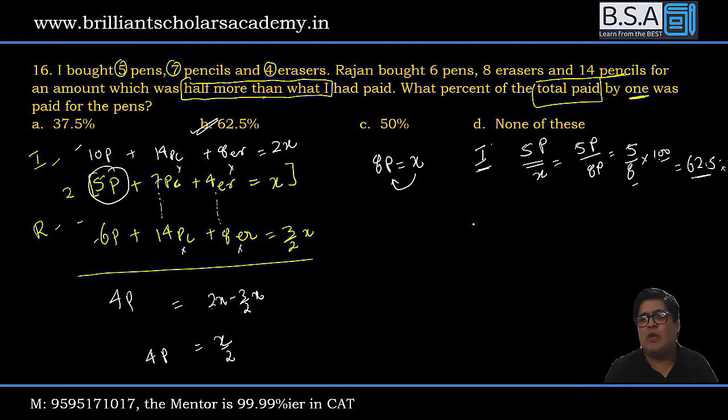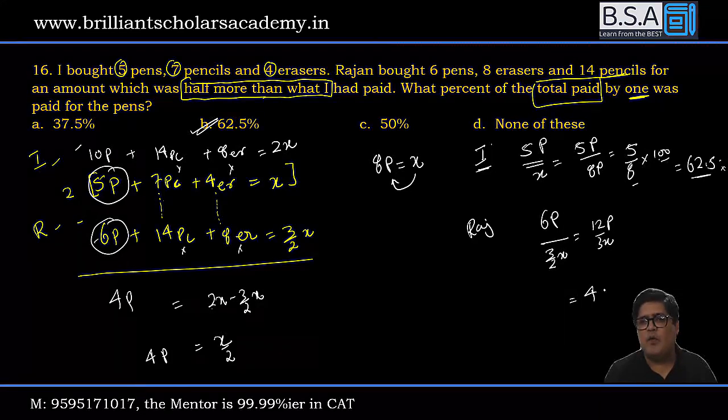Let us say I want to find Rajan. How much money is Rajan paying for pens? Rajan is paying 6p for pens. P is price of pen. How many pens is he buying? 6. How much money is he spending total? He is spending 3 by 2x. Let me rearrange a little. It goes above, 12p upon 3x, which is basically 4p upon x.